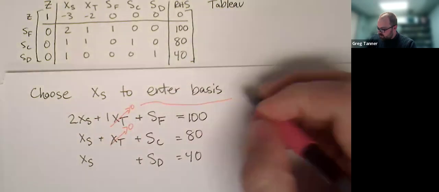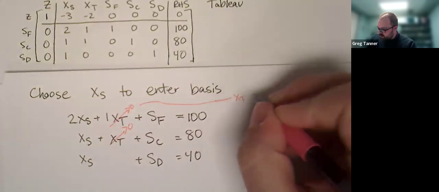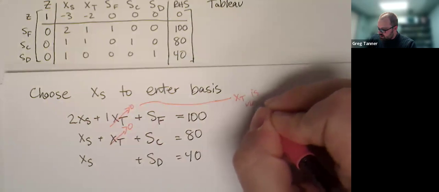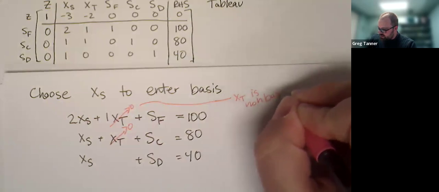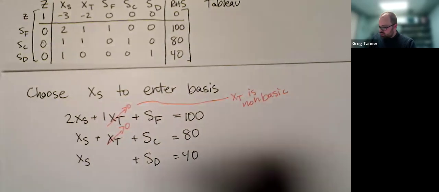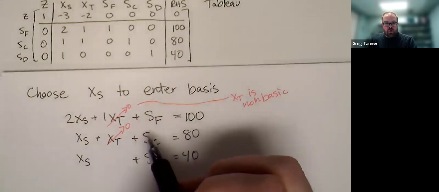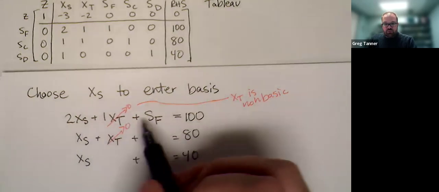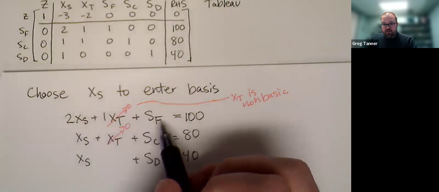And that's because xt is non-basic and it's going to stay non-basic. So we can essentially ignore that. Okay. Now, I want to essentially figure out what value of xs would make sf go to 0.